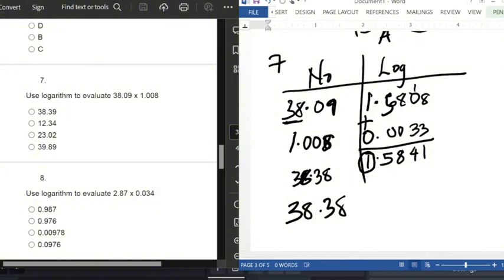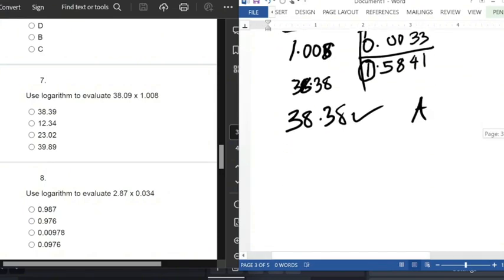So let's confirm it now. 38.38. As you can see now, we have 38.39. So that is approximation. So we just multiply 38.09 times 1.008. So you can see 38 now, which is very, very correct. So that means our answer is option A there. So that's the only one that is closer to it. All right.